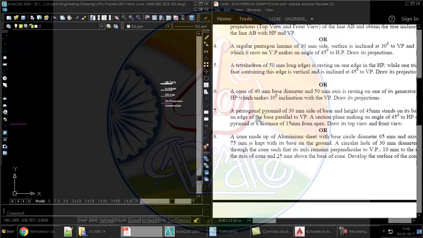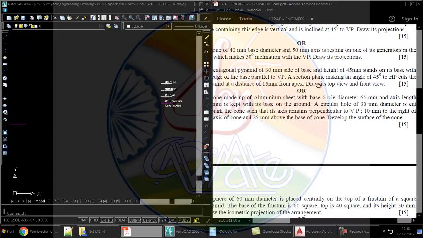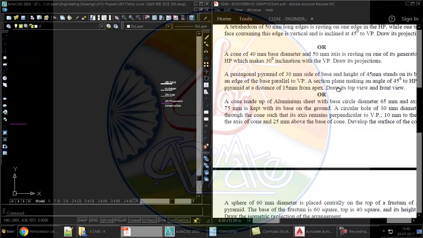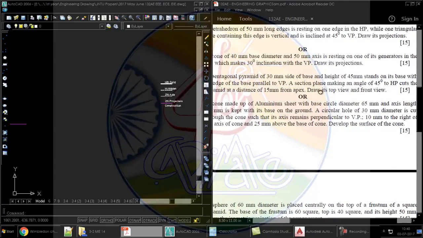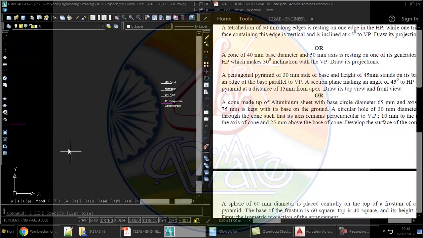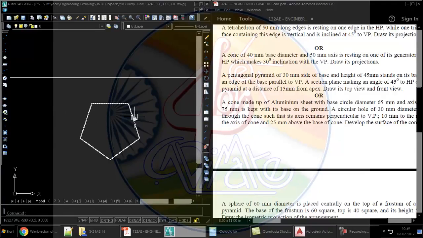Okay, the next question is talking about a pentagonal pyramid of 30 mm side, height 45, standing on its base with an edge of the base parallel to VP. Okay, that's a pentagonal pyramid, so this is probably a section of solids problem. We'll have to draw the XY line and take a pentagon. One of the sides is parallel to XY, so we'll have to keep that parallel. The base side is 30.